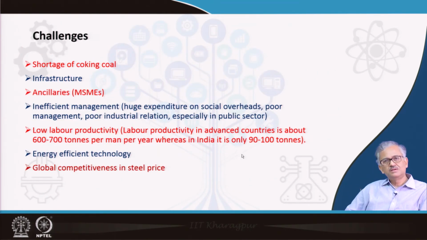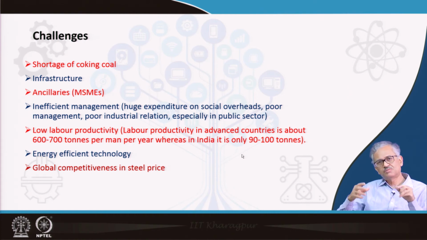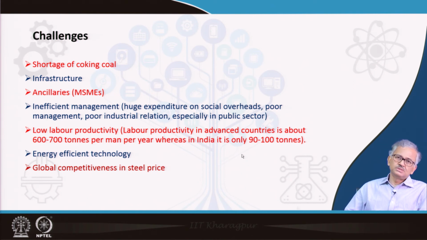Challenges are there. Our major bottleneck is the shortage of coking coal. Most of our blast furnaces (BF) depend on coking coal, and we have a very limited deposit of coking coal, and that too with a very high ash content. So, we are dependent on the import of coking coal, and the process becomes very costly. As I said, around 50% of the hot metal cost is contributed by the coke. So, this is our bottleneck.